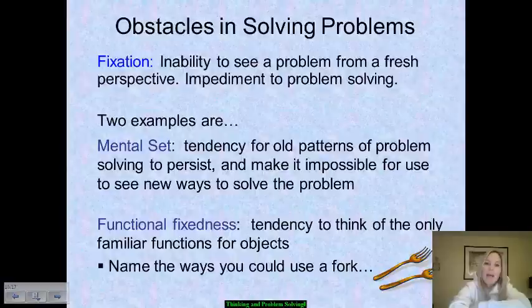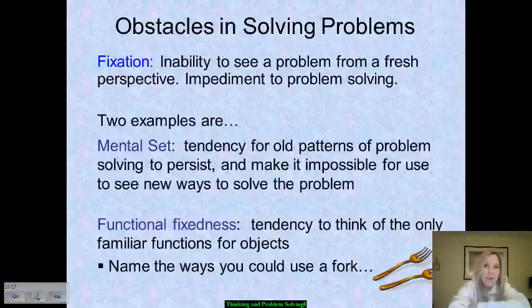So there are two types or examples of fixation. The first is mental set. This is when we fall back into old patterns of problem solving and they continue to stick with us, and so we really struggle to solve a problem because we can't get ourselves out of that old pattern of things.